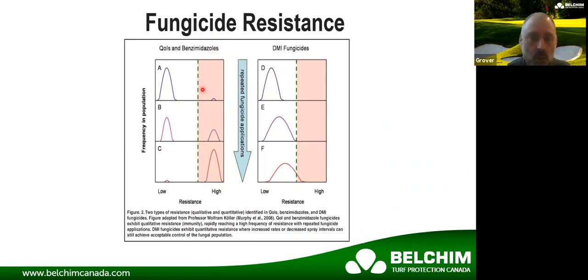models. You have what's known as qualitative resistance and quantitative resistance. The qualitative resistance is exhibited by your QOIs, so your strobilurins, and benzimidazoles, thiophanate methyl. So the way this type of resistance works is you have a pathogen population that is not resistant. And over time, by not properly rotating or stewarding, that population becomes resistant. So it's really like if you can imagine a light bulb tied to a switch, flick that switch, overnight you're resistant. It can happen pretty fast, actually.